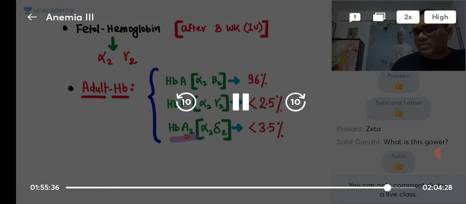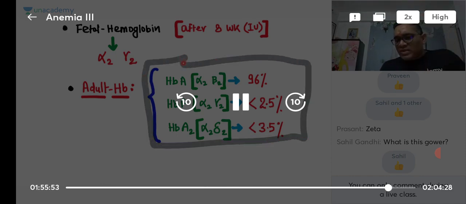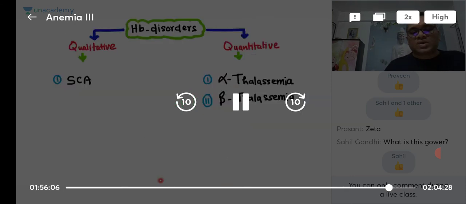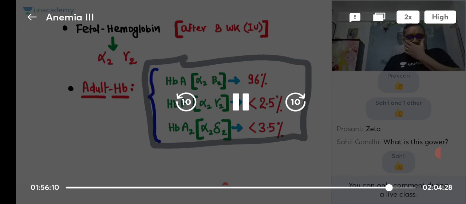And HbA2. What is HbA2? HbA2 is minor hemoglobin, alpha 2 delta 2, which will be less than 3.5%. Clear? So these are very important things you have to remember about adult hemoglobin concentration. HbA is 96%, fetal hemoglobin is less than 2.5%, HbA2 is the minor hemoglobin, less than 3.5%. It will be useful for diagnosis of thalassemia. So when we discuss thalassemia, then we will understand. I think the rest of the things we will discuss tomorrow. Tomorrow is Sunday, so day after tomorrow we will be discussing hemoglobin disorders and other anemias.